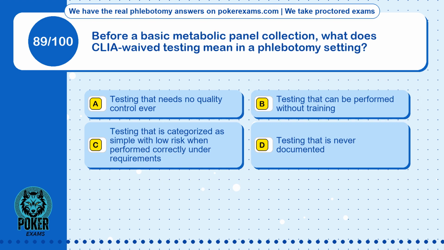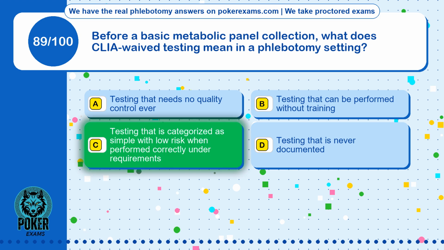Question 89. Before a basic metabolic panel collection, what does CLIA waived testing mean in a phlebotomy setting? Option A, testing that needs no quality control ever. Option B, testing that can be performed without training. Option C, testing that is categorized as simple with low risk when performed correctly under requirements. Option D, testing that is never documented.